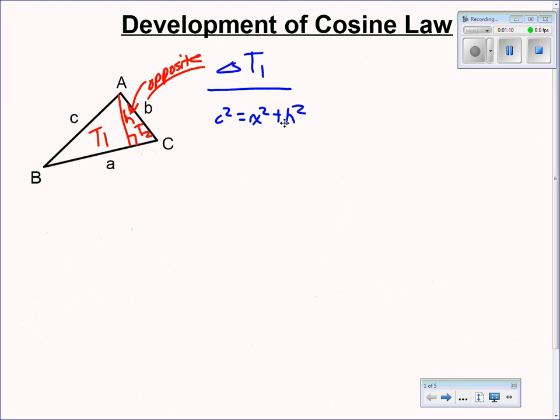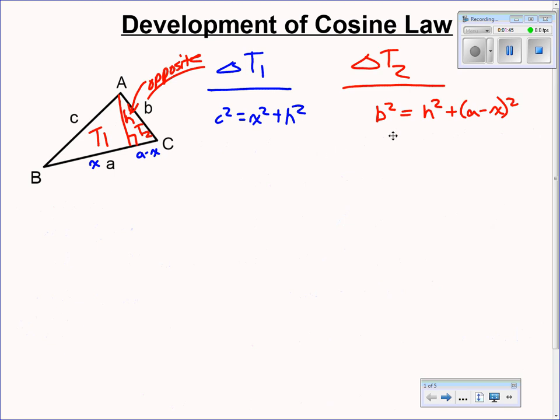The reason why I call it x is because this side is A, and what I've just done is I've labeled the baseline for T1 to be x, which means the baseline for this triangle here is A minus x. So now, when you take a look at triangle 2, its related sides using the Pythagorean theorem is this: b squared equals h squared plus (a minus x) all squared.